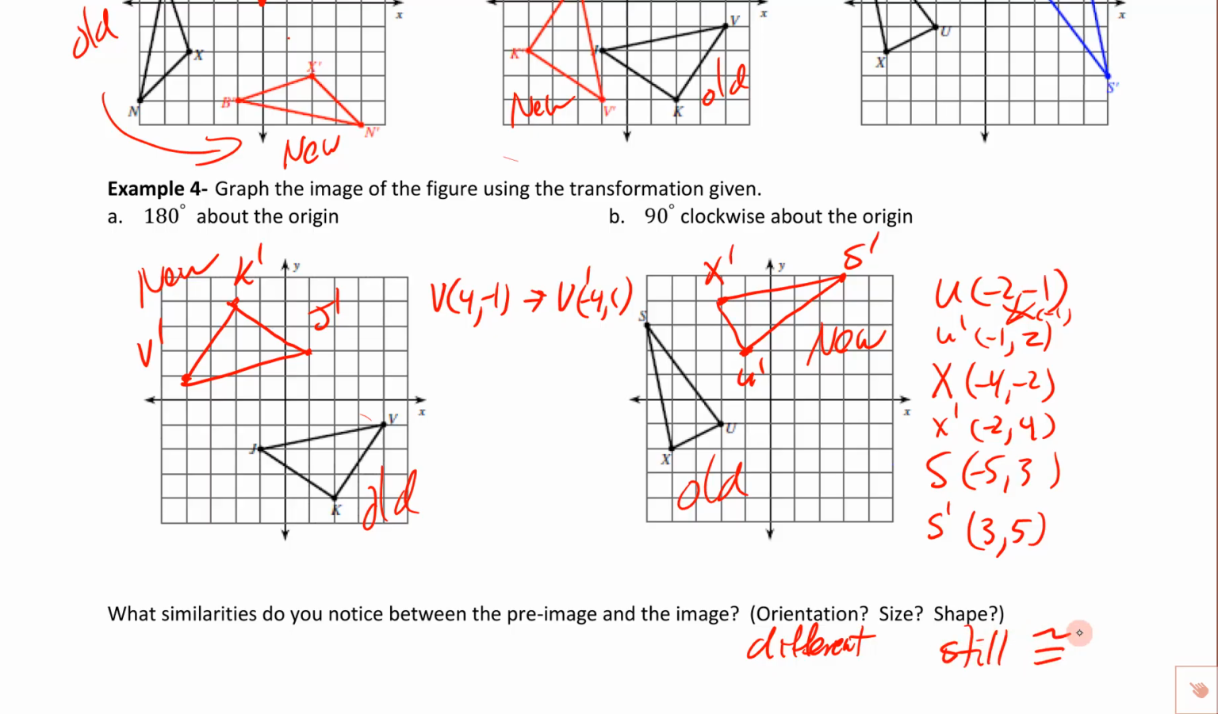Okay, so they're still congruent. So this is a rigid transformation. It doesn't change the size or the shape, but it does change the orientation, but still the same size and shape, still congruent. Okay, lots of stuff to remember. I know this kind of takes a while to sink in. Practice and you'll be in good shape.